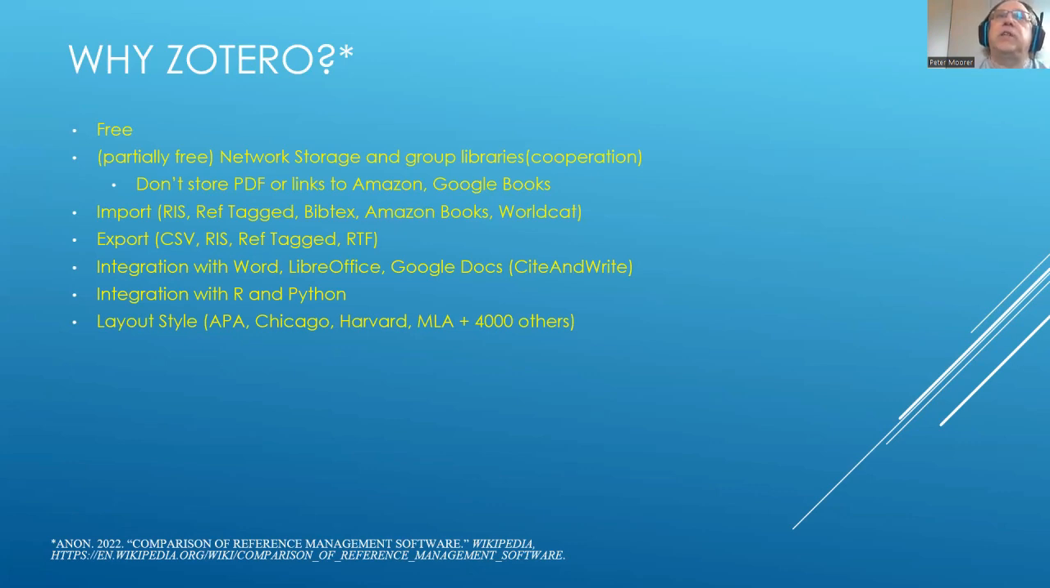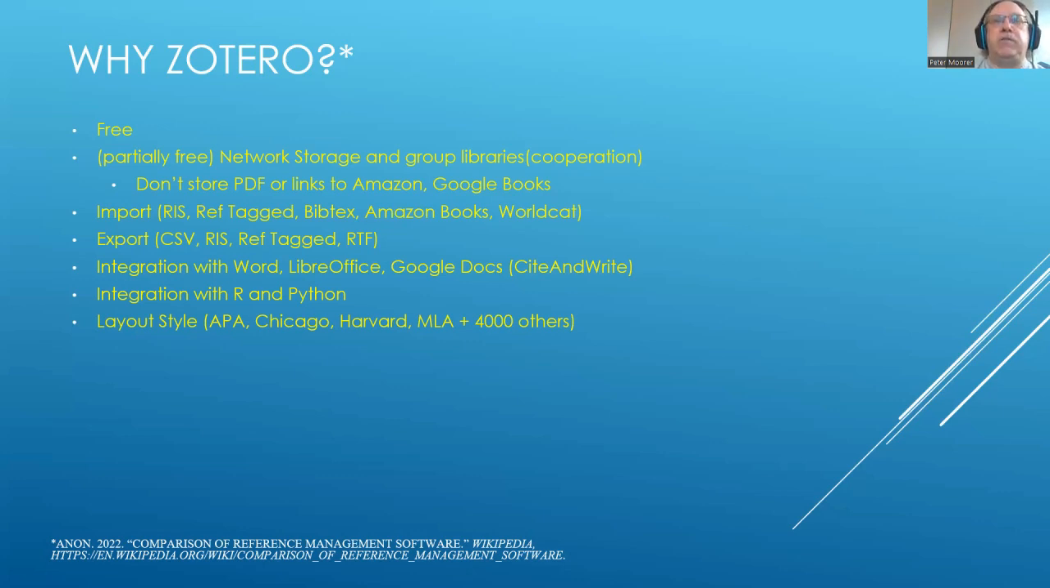Also, it has good import and export facilities. You can export RIS and RefText, but you can also directly import from Amazon Books and WorldCat. Maybe you never heard of WorldCat, but it is one of the largest worldwide library access fronts in the world. And it gives you access to, at the same time, the Smithsonian, American Library of Congress, and a lot of national libraries in the world. So you can search for books worldwide.